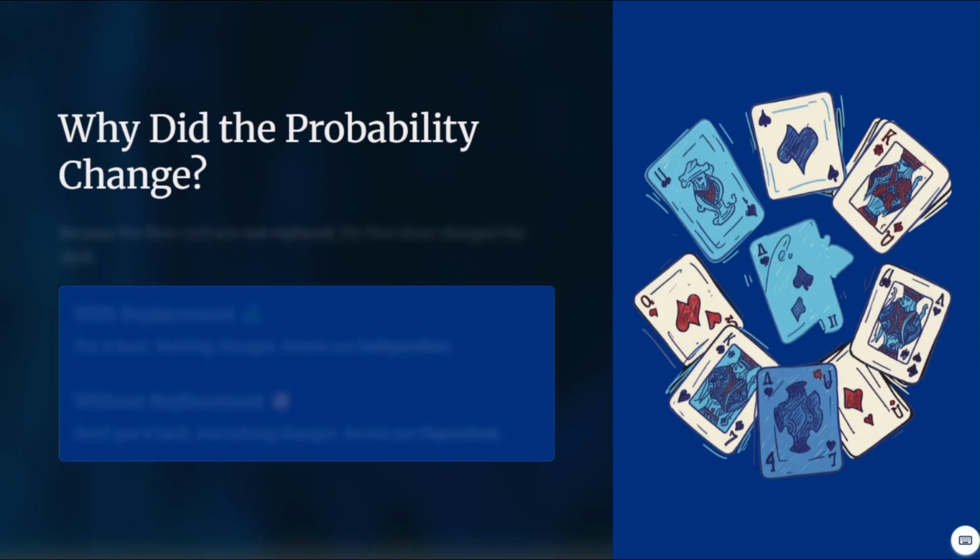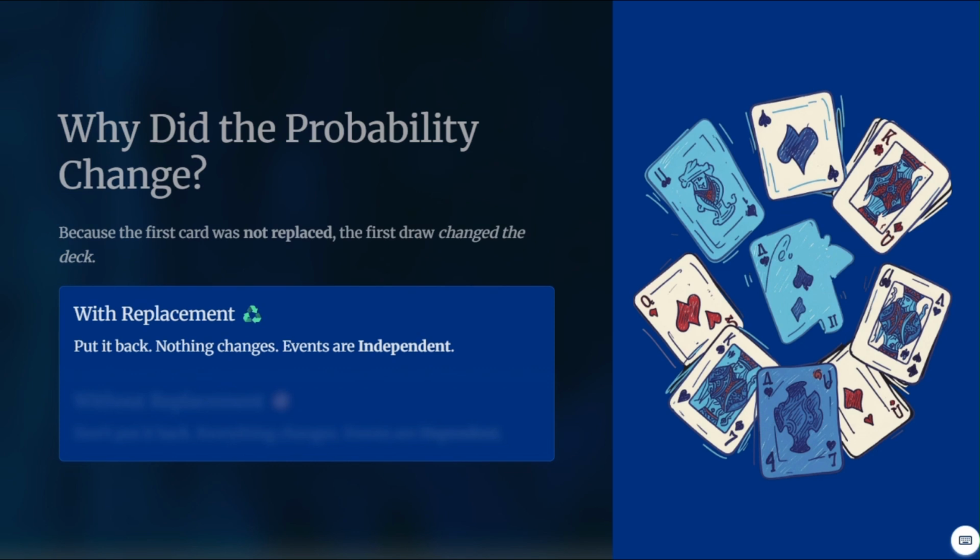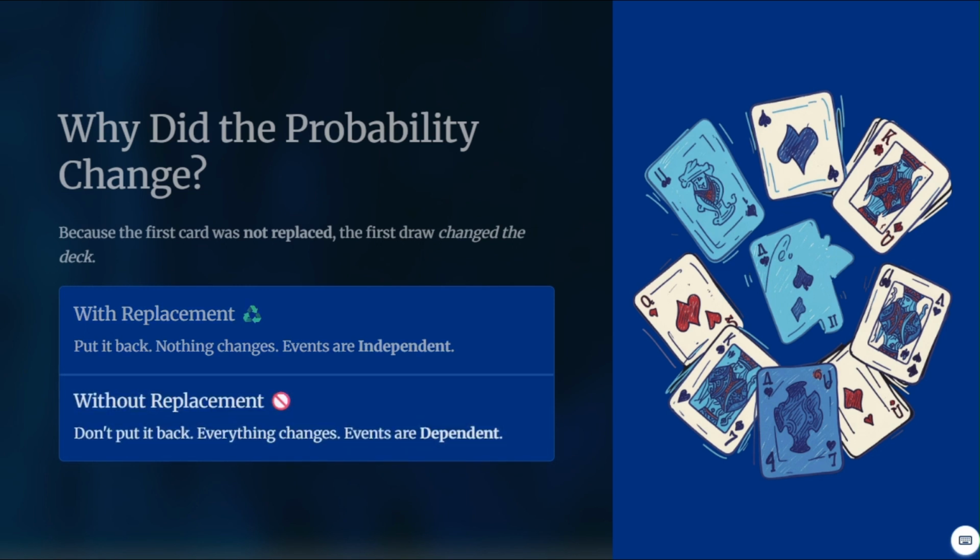Why did the probability change, you may ask? Because the first card was not replaced, the first draw changed the deck. Fewer cards remain and fewer aces remain. So the second probability is different from the first. This is what makes the events dependent. So remember, with replacement, that means you put it back. Nothing changes, the events are independent. But without replacement, you don't put it back. So everything changes, the events are dependent.